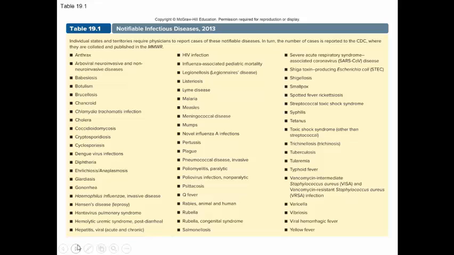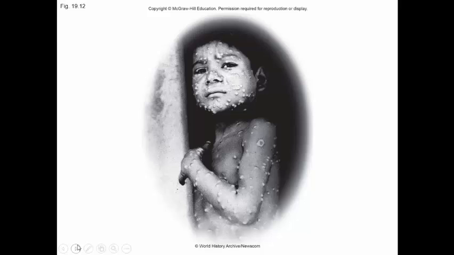Now, there are some trends in disease that you need to be aware of. See this poor little boy here? This is a case of smallpox. Now, smallpox doesn't exist anymore, Dr. Roberge. It's a disease that's been pretty much eradicated because the only reservoir is human beings.